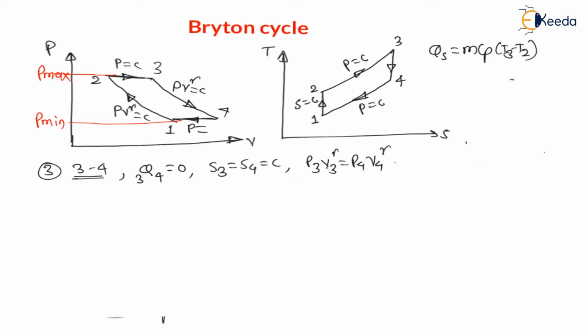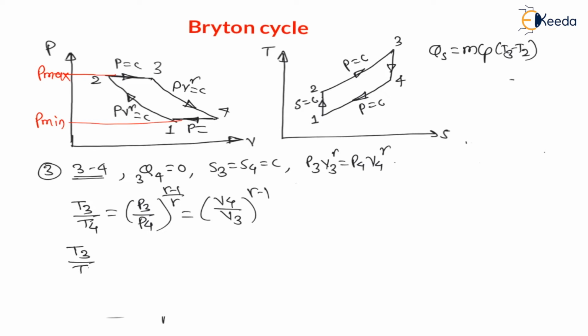And the general expression in terms of temperature, pressure and volume is T3 divided by T4 is equal to P3 divided by P4 raised to gamma minus 1 upon gamma is equal to V4 divided by V3 raised to gamma minus 1. So my dear students, this P3 divided by P4 is maximum pressure divided by minimum pressure, which is nothing but pressure ratio. Therefore, we can write T3 divided by T4 is equal to pressure ratio raised to gamma minus 1 upon gamma is equal to, now here V4 divided by V3 is expansion ratio, Re raised to gamma minus 1. This is the equation number 2.